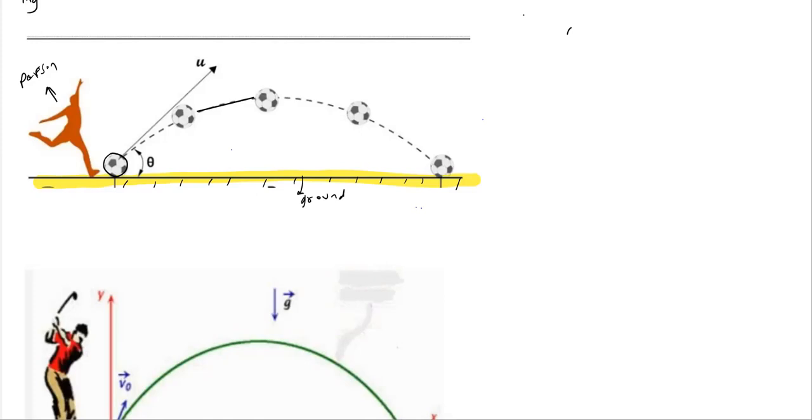Once again, I'll put everything. Weight mg will act, and here velocity v1. So how will the path be? Because of the resultant of velocity and the weight, it will move in a curved path here. The same thing here. Because of velocity and weight, it will move in a curved path. Fine. So what is this? This particular dotted one is called the path of the football.